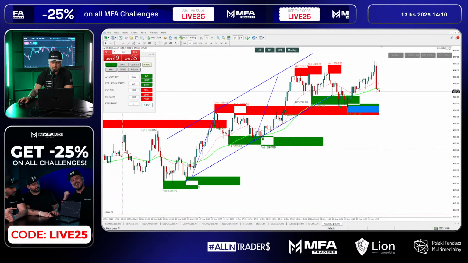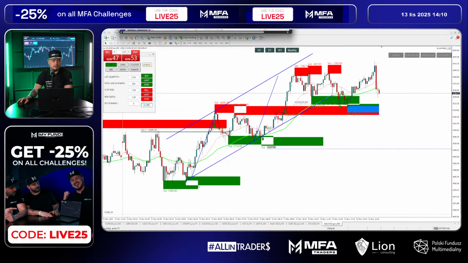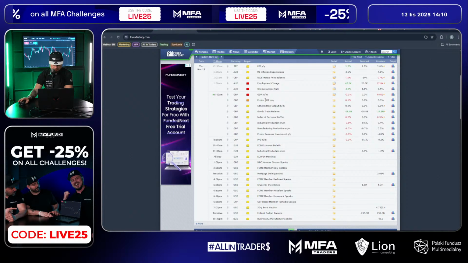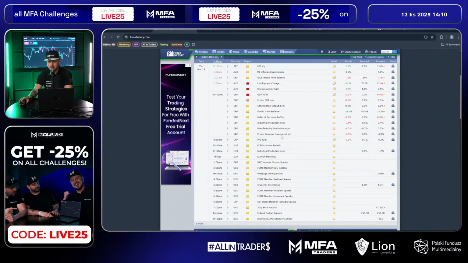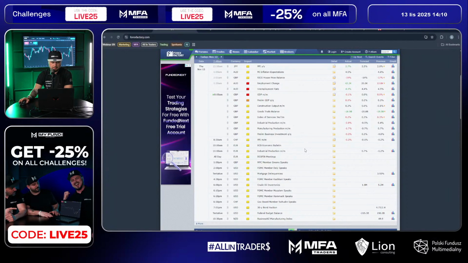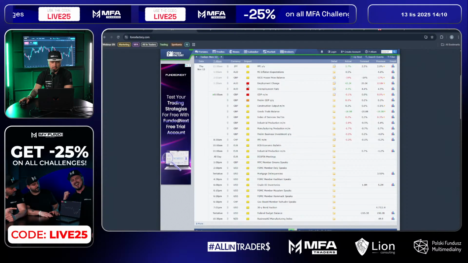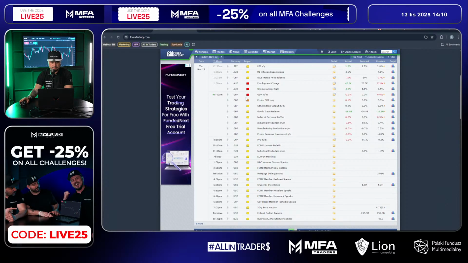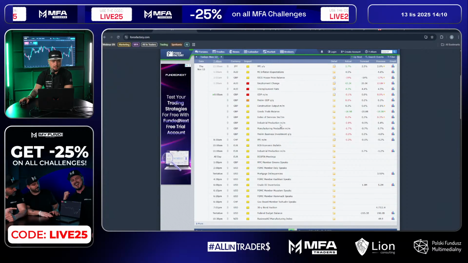Okay, so let's start from the microeconomic calendar. Let's check if we got any important news today. Today is Thursday, the 13th of November, and it looks like we don't have any important news in our calendar. They should be marked as red, like the one here in the morning in Australia, employment change, and in Great Britain, 8 a.m. GDP, that was marked as red.